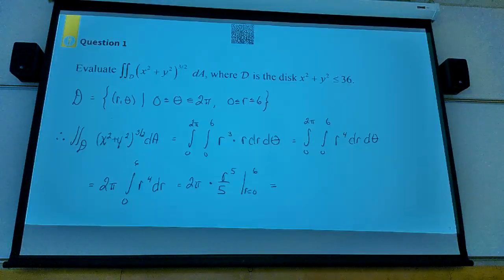I actually don't know what 6 to the 5th power is off the top of my head. It's 2 to the 5th times 3 to the 5th. I know that. I know 2 to the 5th. I actually do know 3 to the 5th. And of course, that's not divisible by 5, so that can't be simplified any further. That would be your integral. Again, look how easy that was in polar.